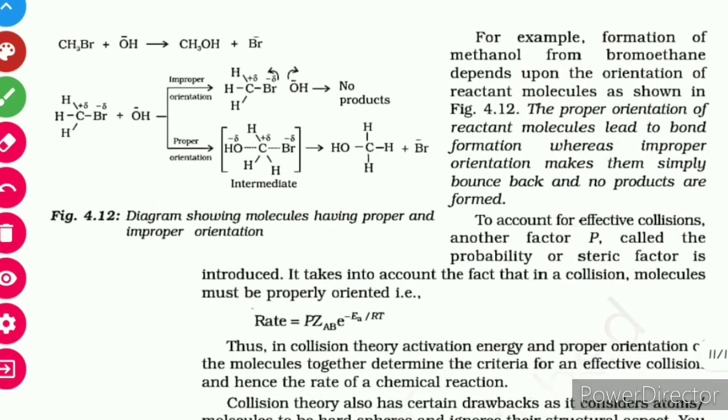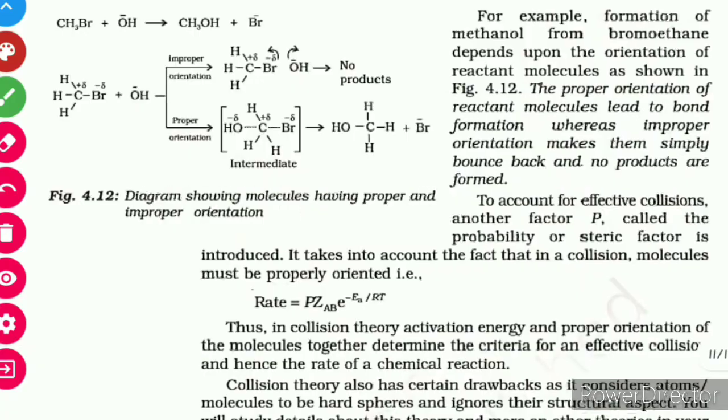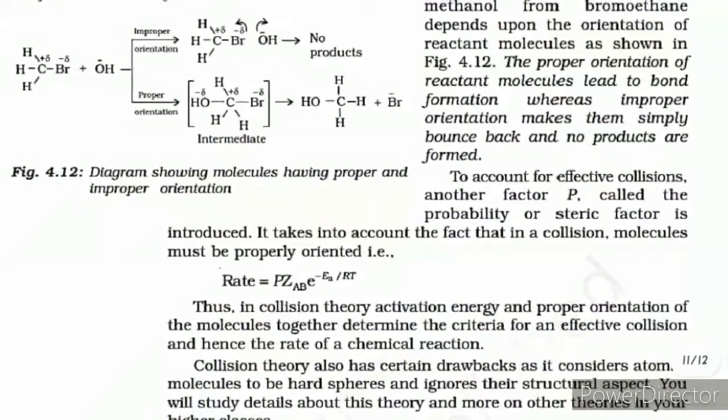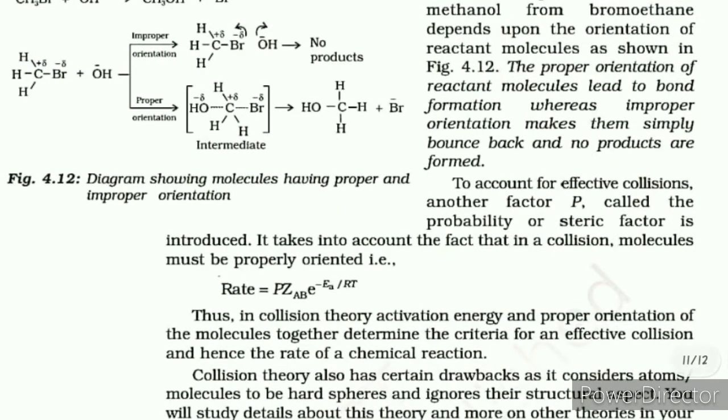For example, formation of methanol from bromoethane depends on the orientation of reactant molecules, as in the figure. The proper orientation of reactant molecules leads to bond formation, whereas improper orientation makes them simply bounce back and no products are formed. Hence, a new factor, probability factor or steering factor, should be introduced.